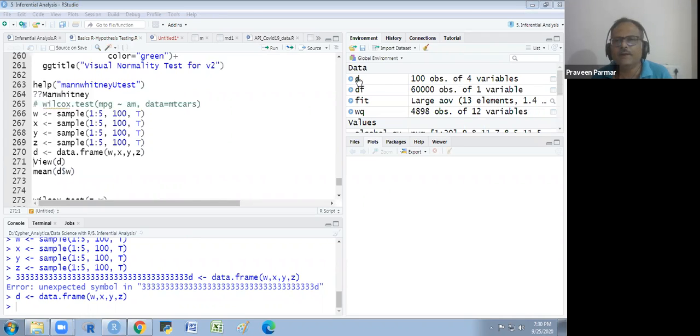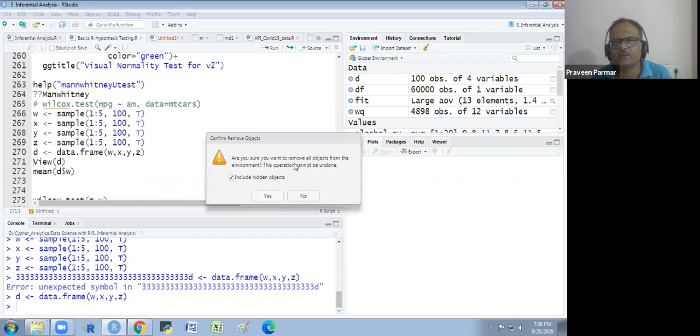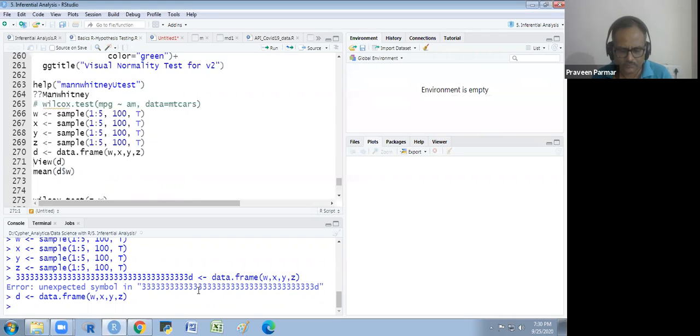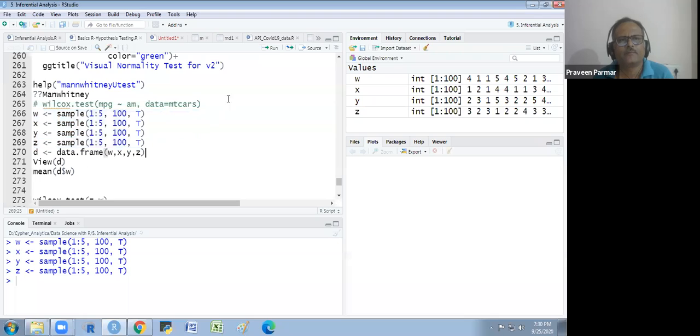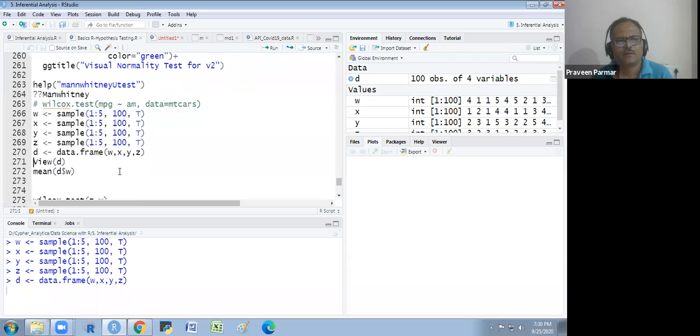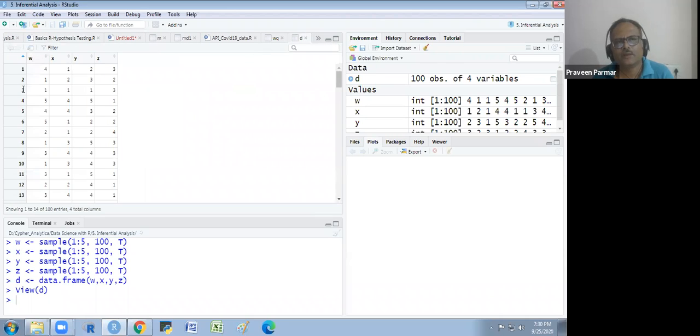This is my data frame D. I remove this all first and run this again, and we see our data frame. It's the 5-point Likert scale, 1 to 5: strongly disagree, disagree, not certain, agree, strongly agree. In this way, you get these responses.